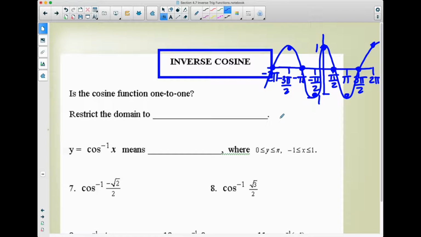No, because isn't negative pi over 2 supposed to be 0? What do you say? Oh, yeah. Negative pi over 2 should be 0, and negative pi should be negative. Oh, I missed a spot. It's like I wondered why mine looked so lumpy there.